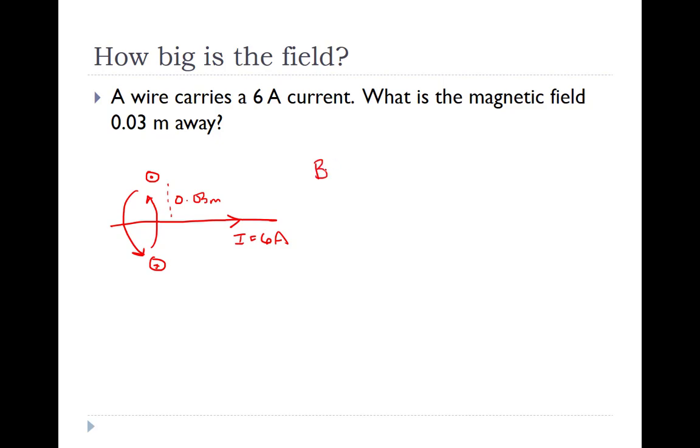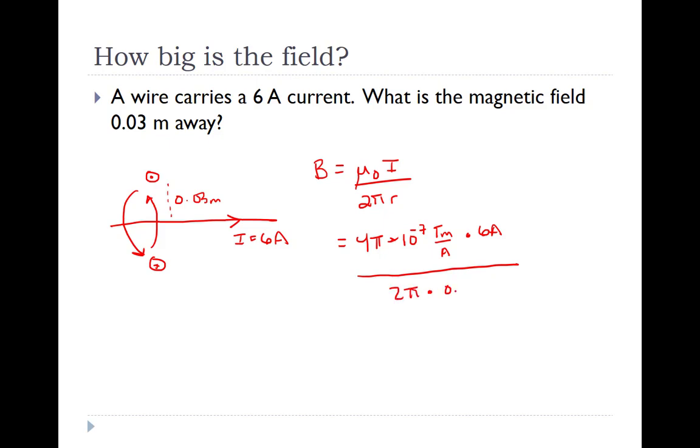And I can calculate the strength of that magnetic field, mu naught I divided by 2 pi r. So that's 4 pi times 10 to the minus 7 Tesla meter per amp times the current, which in this case is 6 amps, divided by 2 pi times 0.03 meters. And that works out to be 4 times 10 to the minus 5 Tesla.